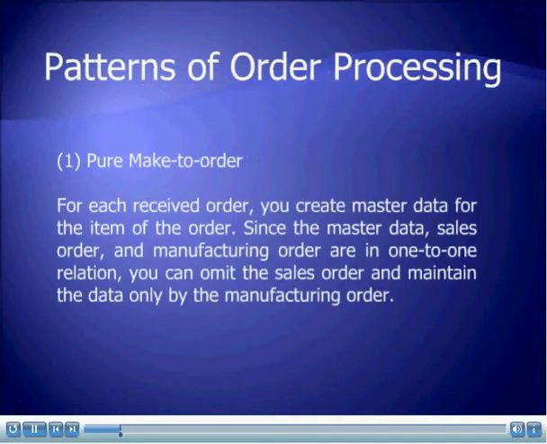Patterns of order processing. 1. Pure make to order. For each received order, you create master data for the item of the order. Since the master data, sales order and manufacturing order are in a one-to-one relationship, you can omit the sales order and maintain the data only by the manufacturing order.